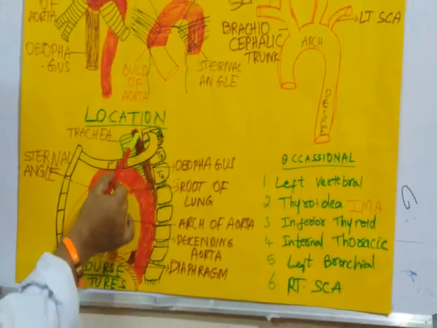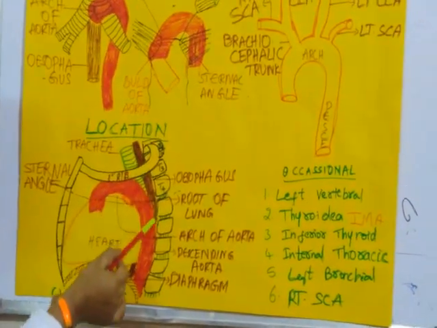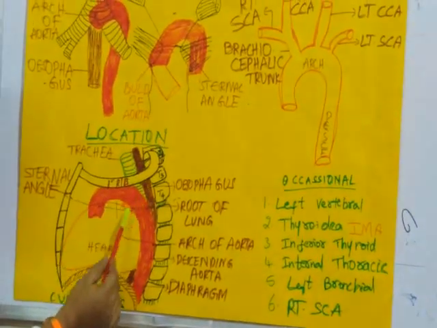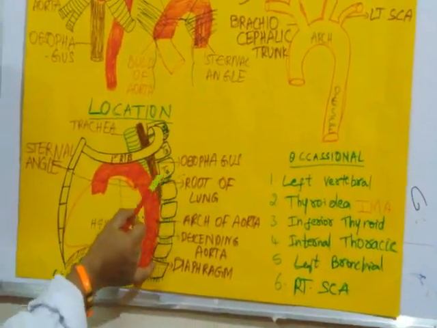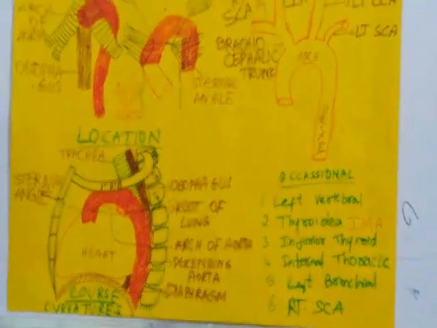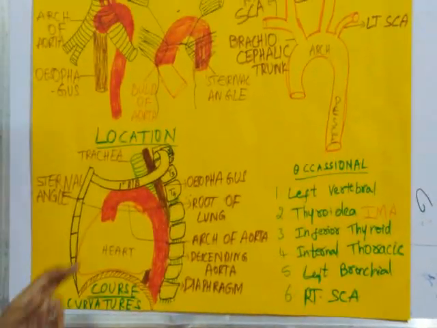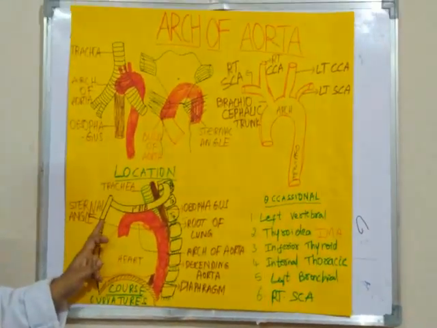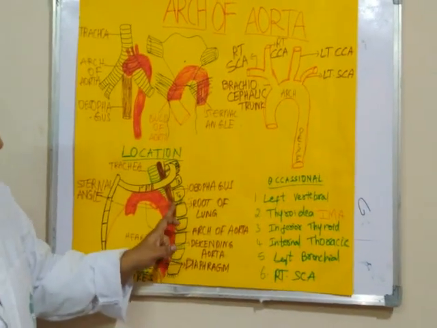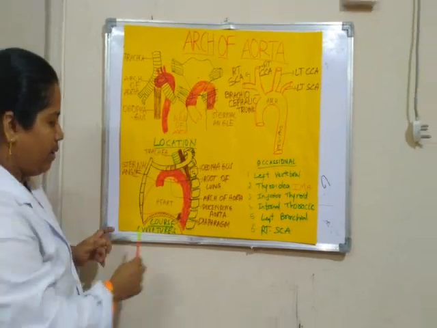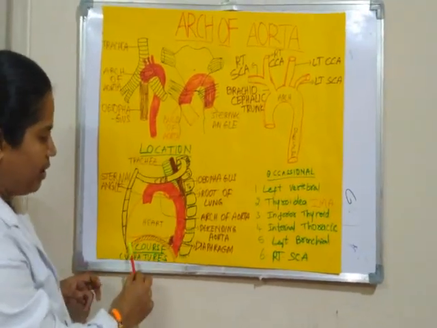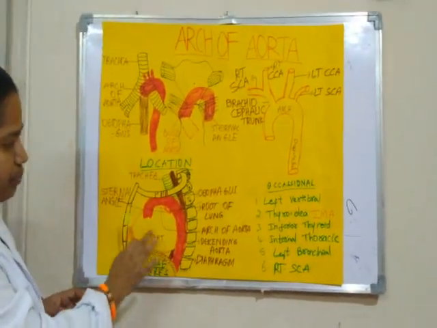Here you can also see on the posterior aspect the esophagus. Up to which level does it extend? Posteriorly up to the lower border of fourth thoracic vertebra. So the sternal angle anteriorly it starts, and it ends at the level of fourth thoracic vertebra behind. And you can see the heart here, and this is the diaphragm.